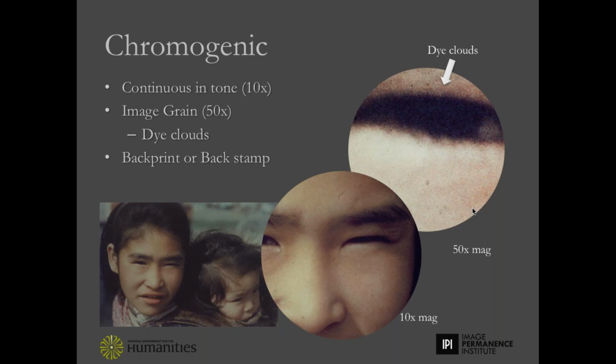Chromogenic prints often, but not always, have a stamp on the back or are printed on the back of the paper with the manufacturer's name. So a back print or back stamp is a key identifying feature. Look at the back. And also to self-check, look at it with low magnification and the image will appear continuous in tone. If you look at it with higher magnification of about 50x, those dye clouds will be visible, and they look like tiny random pinprick-like spots of color. So here's a 50x magnification image, and you can see these little pinpricks of color. You can see the dye clouds.